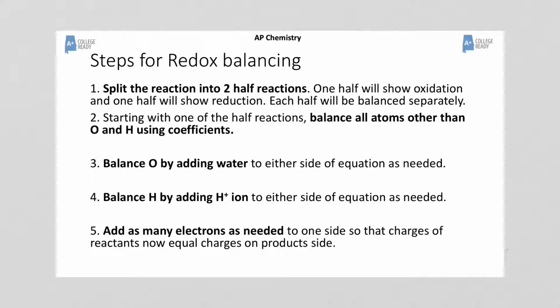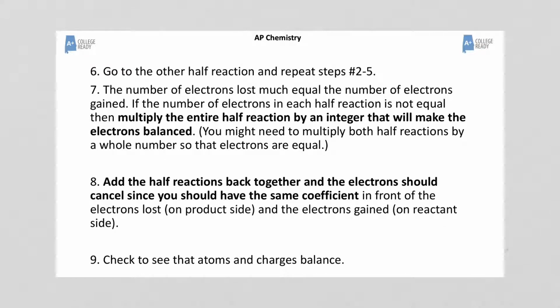They have to be the same value. It doesn't matter. They might be 0, they might be a positive or negative number. The value is not important. It's just that the charges on both sides are balanced as well as the atoms. So after we've done one half reaction, we'll go to the other. We'll do those same steps, repeat that process.